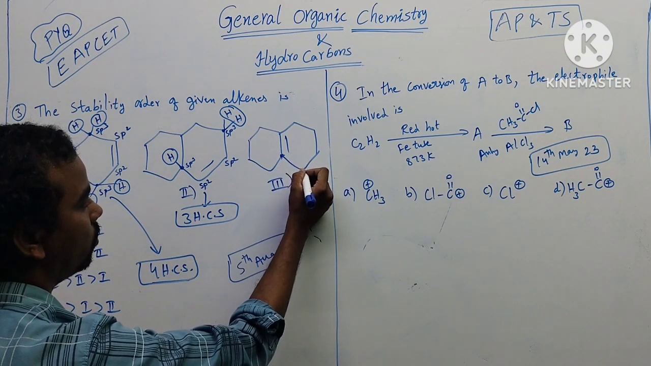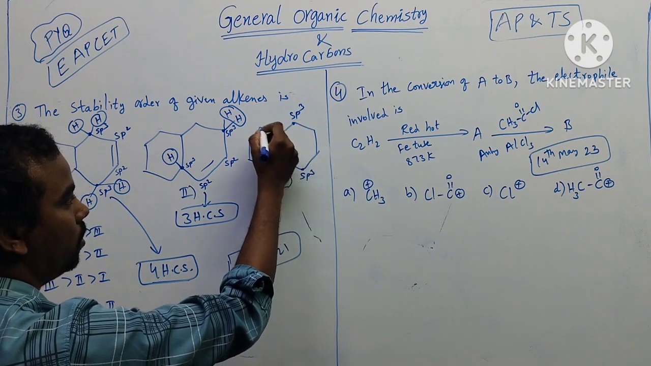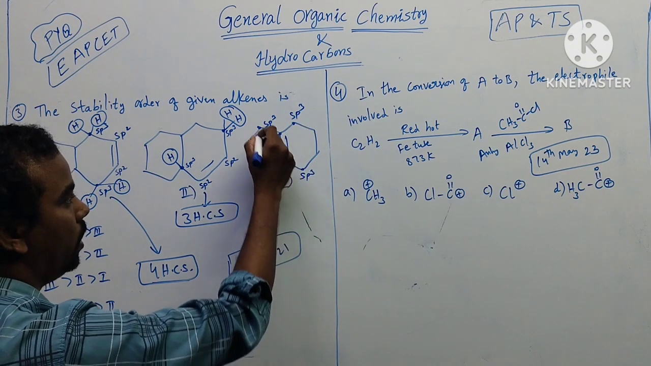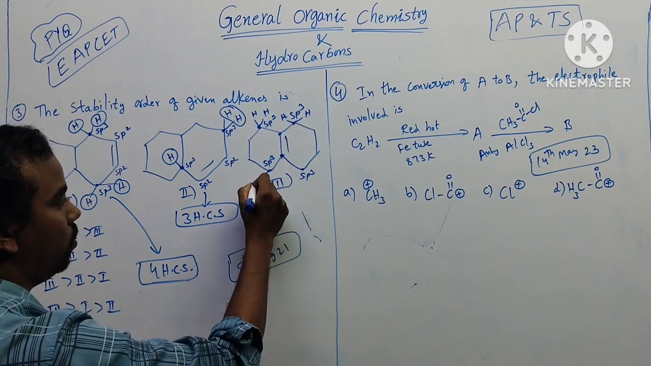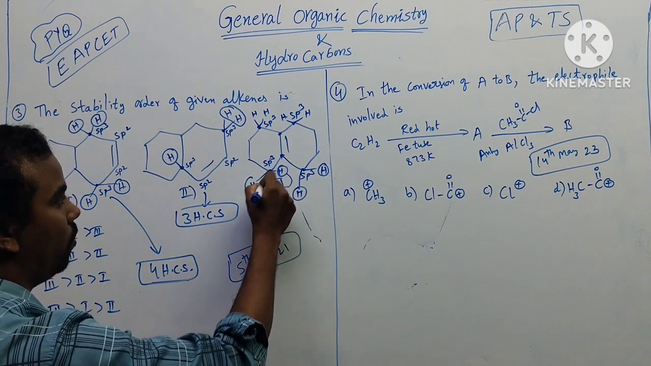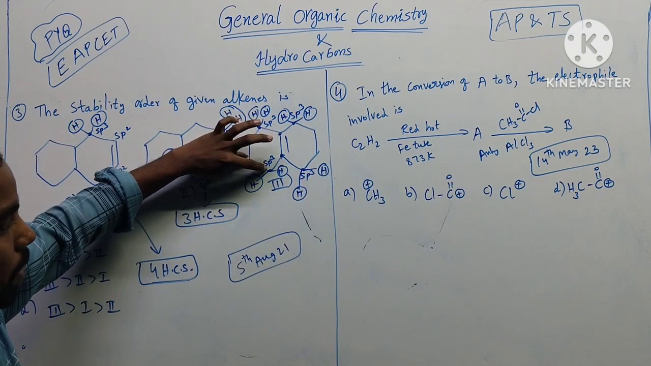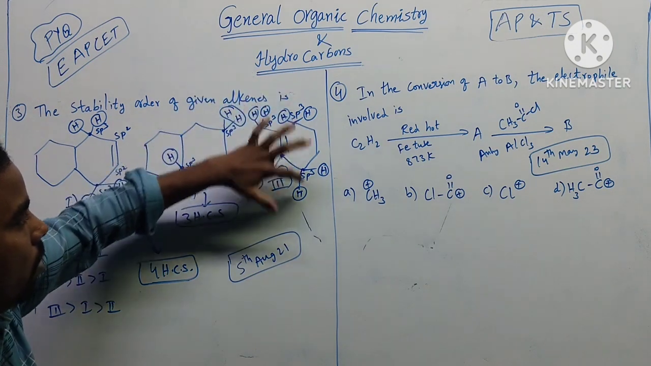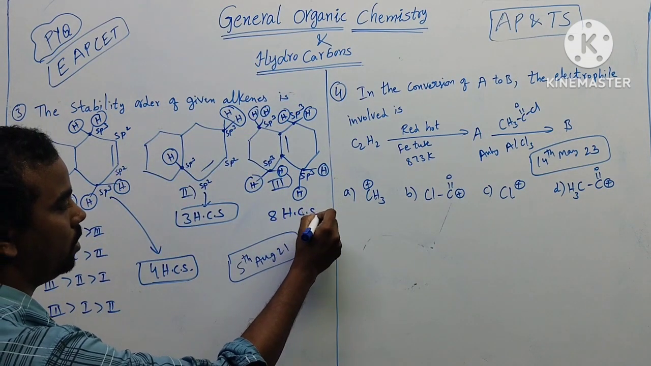Here it is sp2, it is sp3, it is sp3, which is attached to sp2 carbon. So here how many hydrogens? 2. Here how many? 2. Here 2. So here also 2. So total how many? 1, 2, 3, 4, 5, 6, 7, 8. Very easy. Sp3 carbon which is attached to sp2 carbon, like that 4. So each carbon has 2 hydrogens, so total 8 hyperconjugated structures.